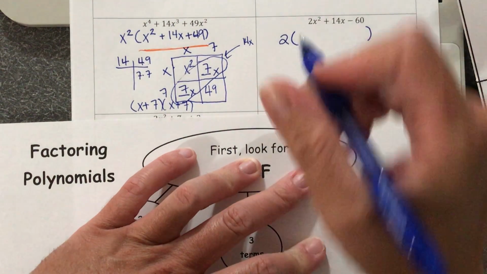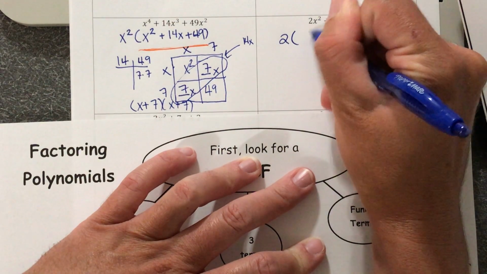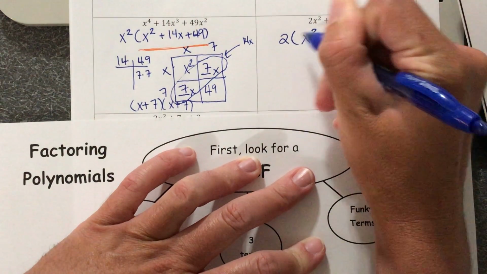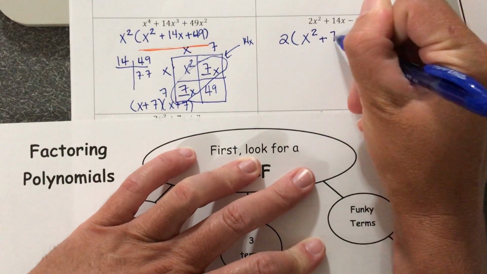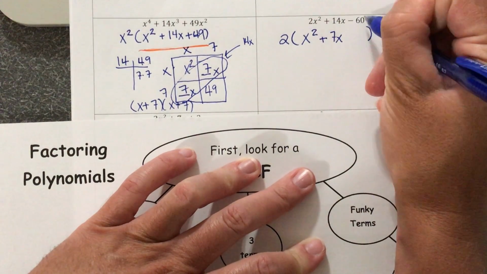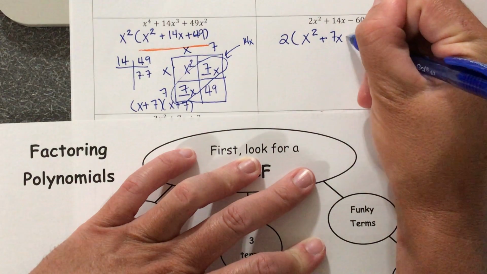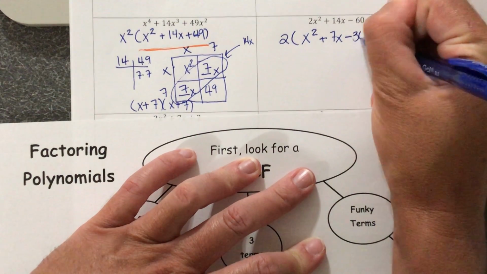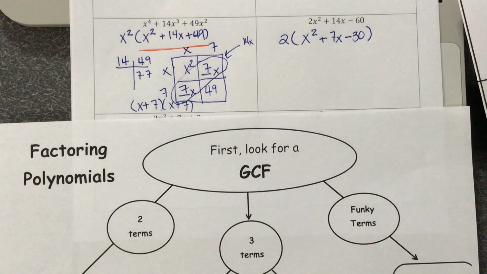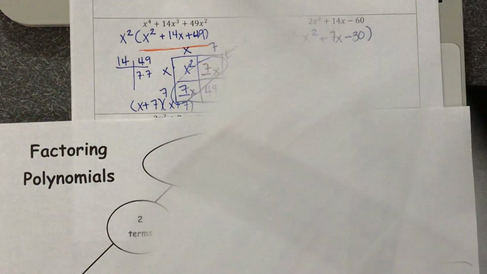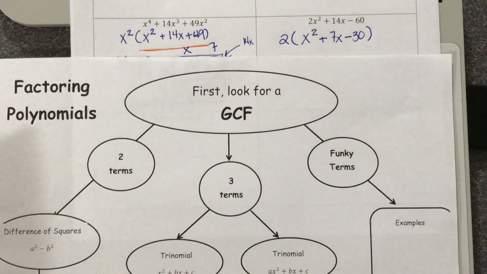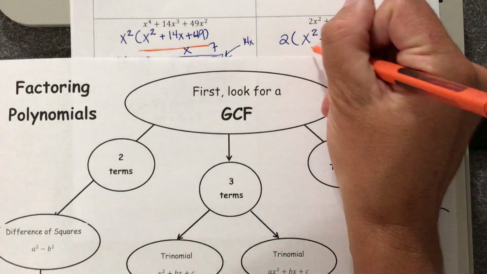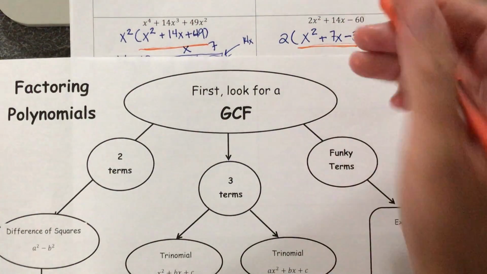And when I factor out a 2, 2 times what is 2x squared? 2 times x squared. 2 times what is 14x? 2 times 7x. 2 times what is negative 60? 2 times negative 30. So now we have inside the parentheses, let's see if we can factor that further.